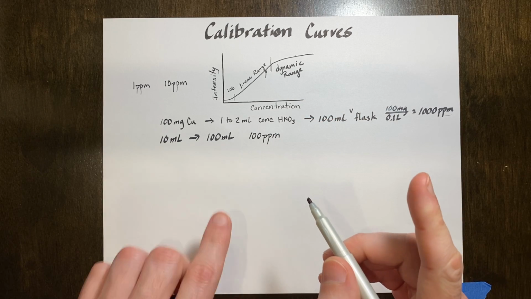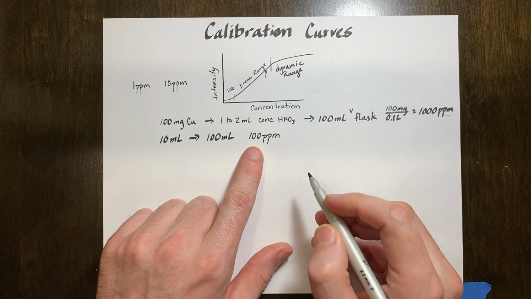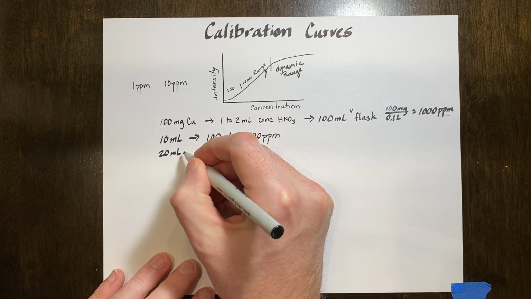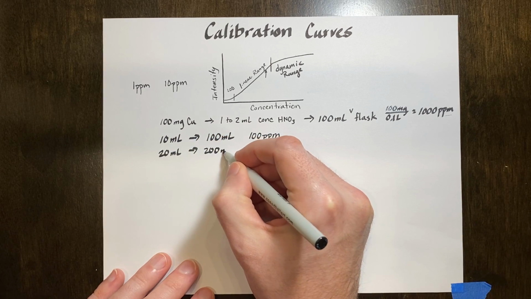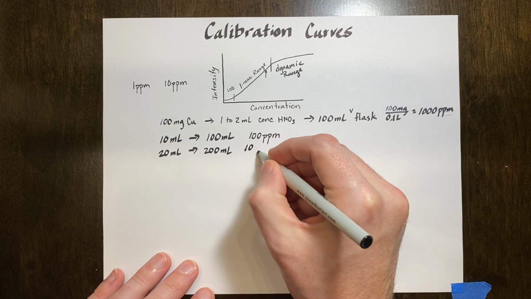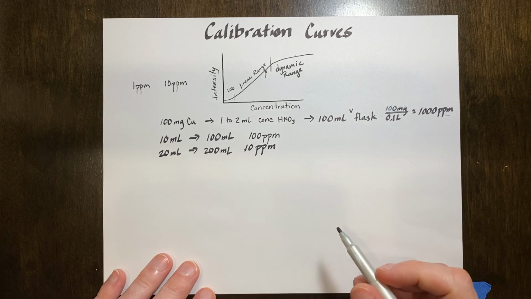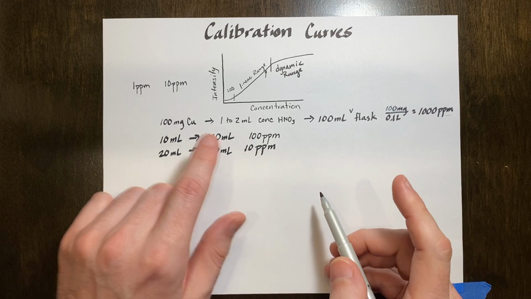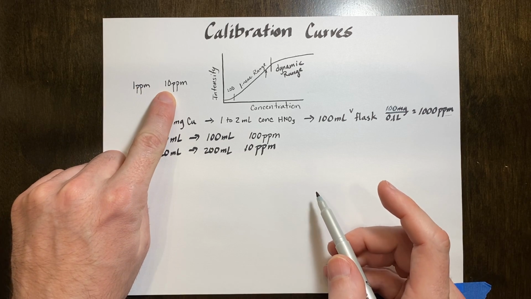Next, I'll take this solution, and I'm actually going to use 20 milliliters of this. And I'm going to dilute it into 200 milliliters because I want a little bit more of this 10 parts per million solution. Because I really don't want just 10 parts per million. I want several concentrations in between 1 and 10.